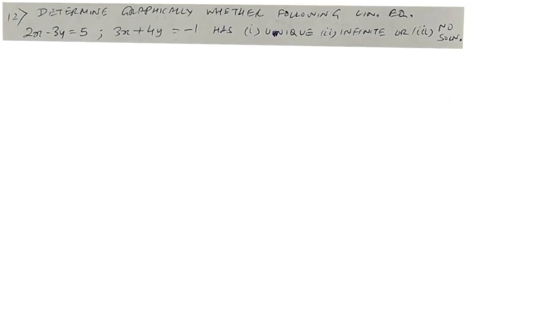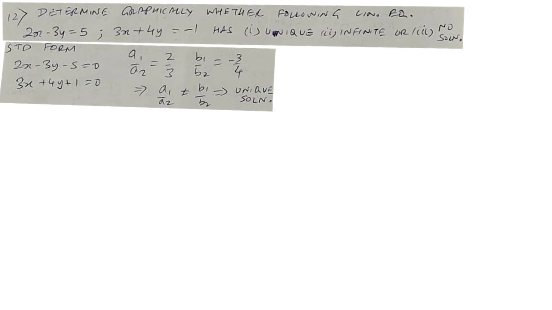Determine graphically whether the following linear equations 2x minus 3y equal to 5 and 3x plus 4y equal to minus 1 have a unique, infinite or no solution. Okay, write it in standard form first. 2x minus 3y minus 5 equal to 0. 3x plus 4y plus 1 equal to 0. A1 by A2 is 2 by 3 and B1 by B2 is minus 3 by 4. Since A1 by A2 is not equal to B1 by B2, it has a unique solution.